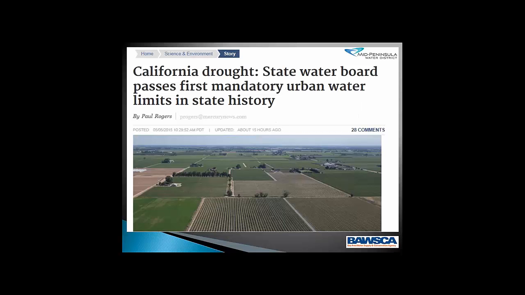As I'm sure you've all heard, California is in a drought, and we have seen some unprecedented actions by the state in response to this drought. The State Water Board has passed the first mandatory urban water use limits in the state's history, calling for a 25% reduction in water use statewide. Next.